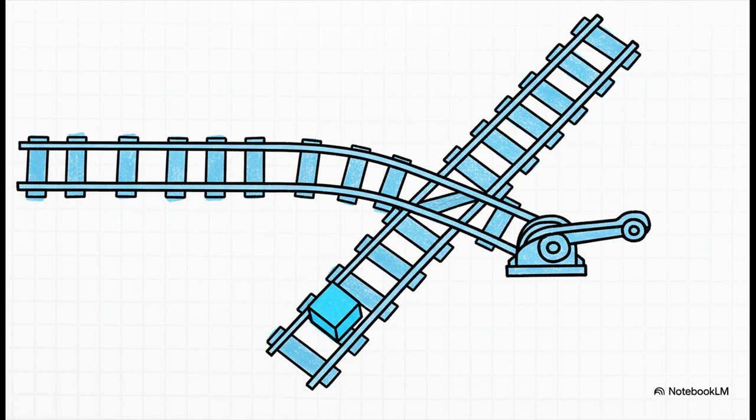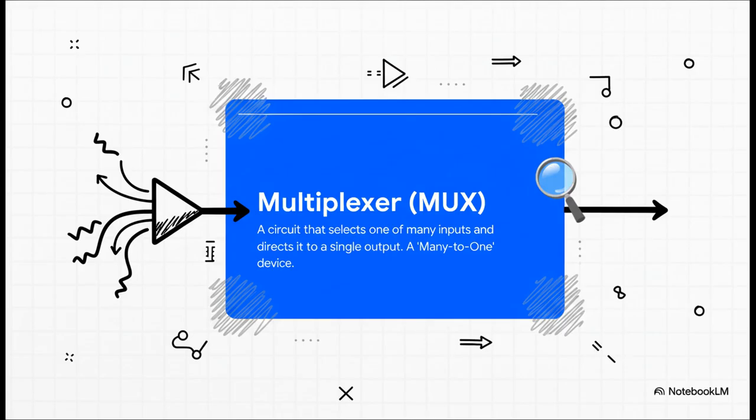Well, the answer is surprisingly elegant, actually. It all comes down to a component that's basically like a railroad switch, but for data. Its job is just to direct all that digital traffic down one single specific path. And right at the heart of this whole process is a little device we call a data selector. And that, right there, brings us to our first component, the multiplexer, or, as everyone calls it, the MUX.